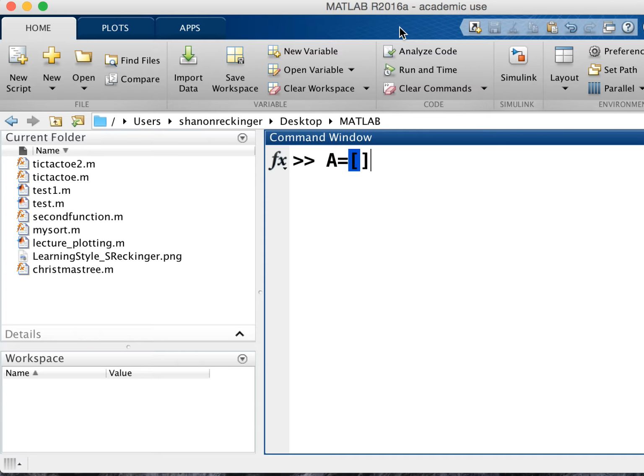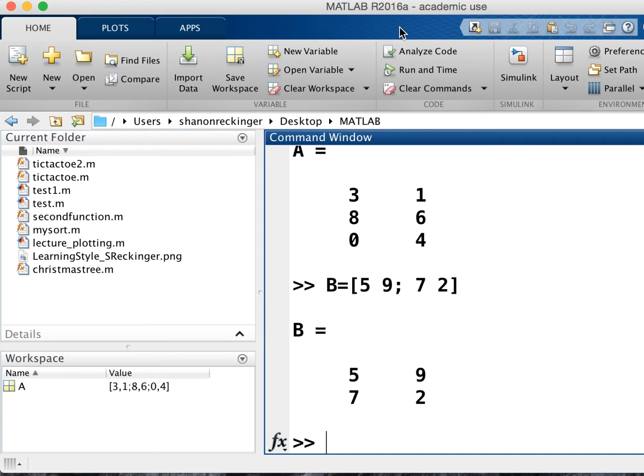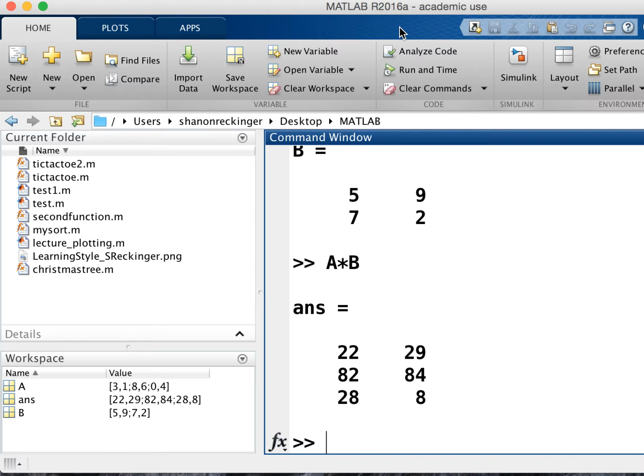if I set up my A matrix, you would just make sure that you build it the right size. It's really important for matrix algebra that these are the proper size. So my A is a 3 by 2, and my B is a 2 by 2. And then if you do A times B, you get what we just calculated. So it's just doing those operations that we just went through.